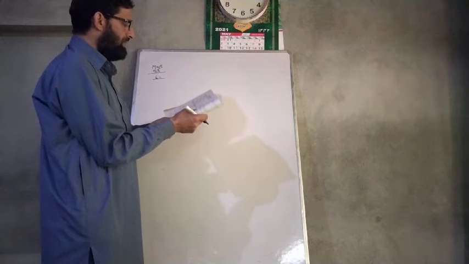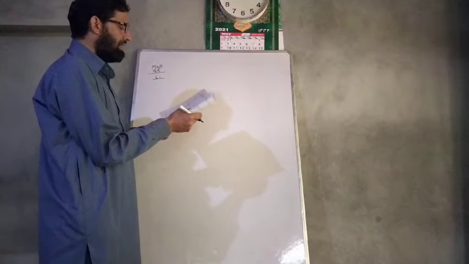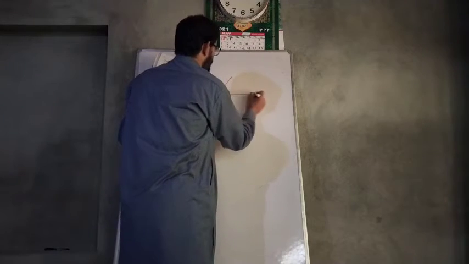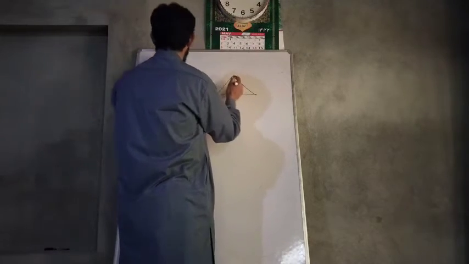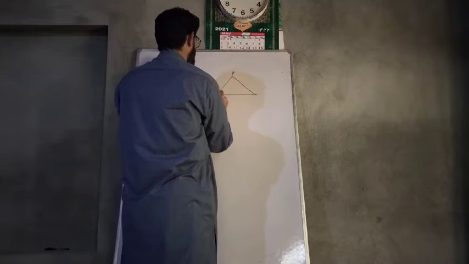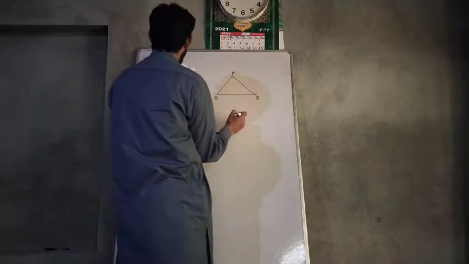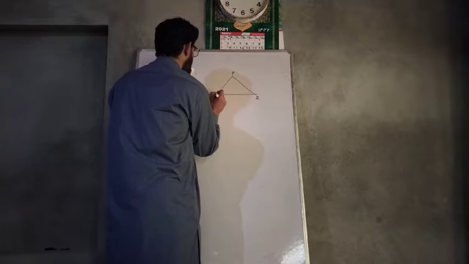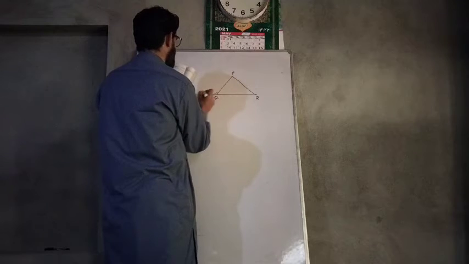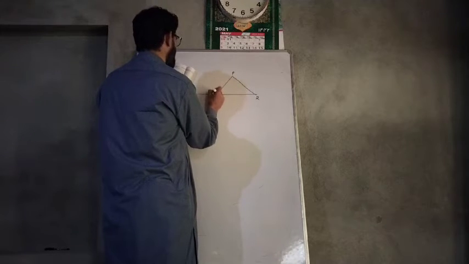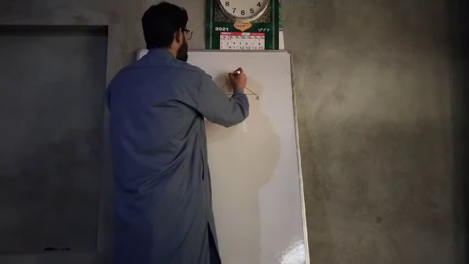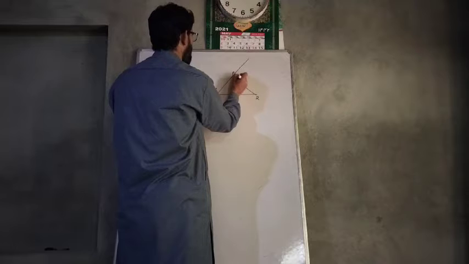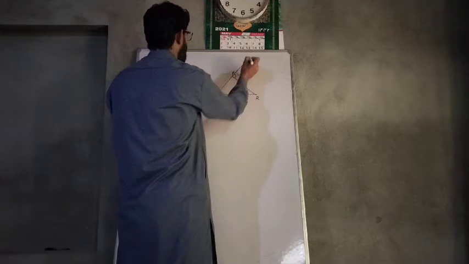Now PQR is a triangle. This is P, this is Q, and this is R. Now this side QR is produced up to T. Obviously an external angle of 110 degrees is formed here. And this side is also produced. This is 135. This is produced to S.